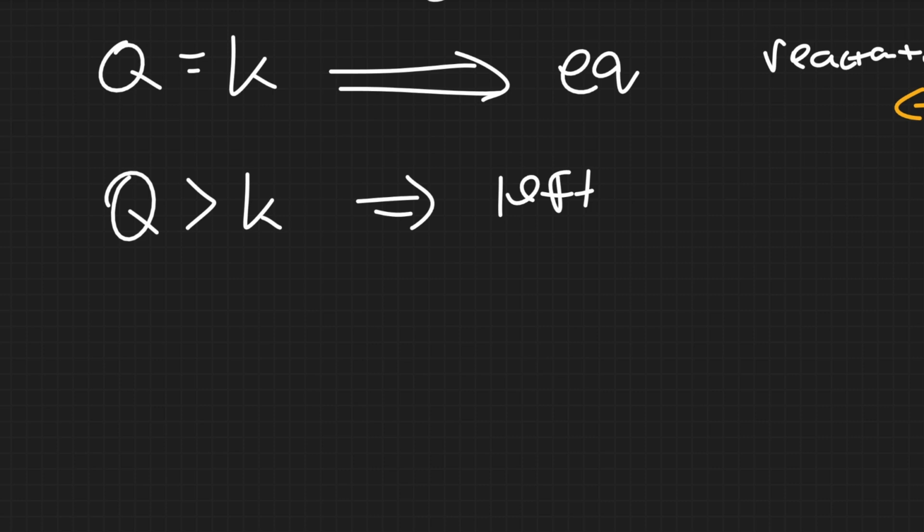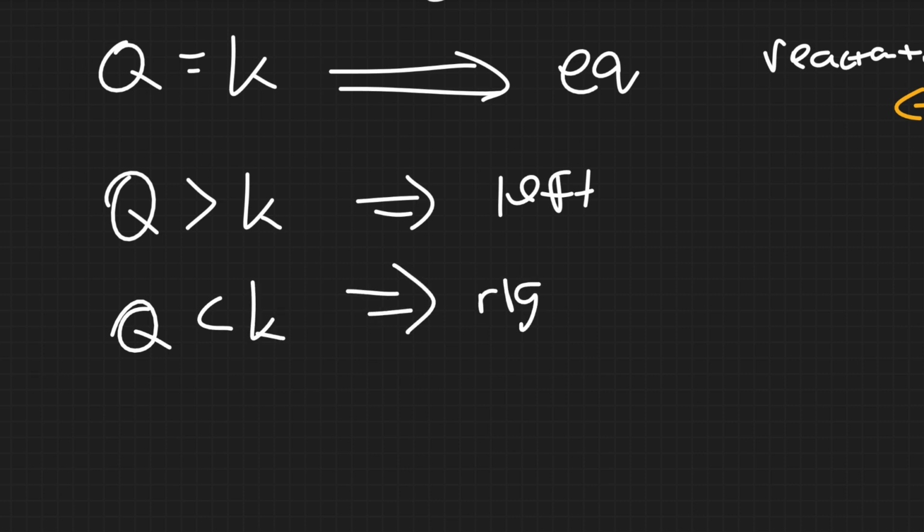And in the opposite way, if our Q is less than K, we're going to shift to the right. What that means is that in this case our Q is smaller, so remember, products over reactants, we have more reactants. If we have more reactants, we need to get rid of that extra reactant somehow. So we're going to shift to the right so that we can get rid of the reactants and then produce more product. So that's essentially what Q is. Most of these problems with Q and K are just simple math, plugging in numbers and making sure you're doing all of that correctly.